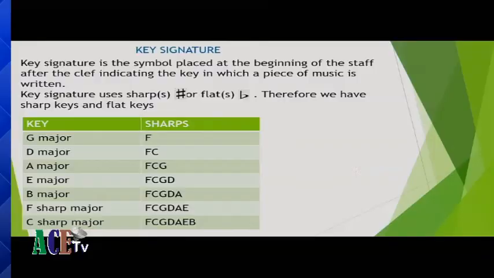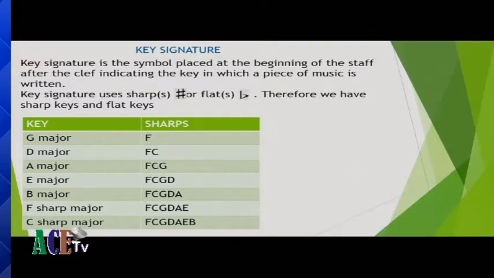And you know, we discussed during the previous class the various kinds of clefs that we have. So your key signature is coming immediately after the clef. While putting your clef on the staff and you have already given a name to the staff, the next thing to put there is the key signature. So the key signature is a symbol placed at the beginning of the staff after the clef, indicating the key in which a piece of music is written.